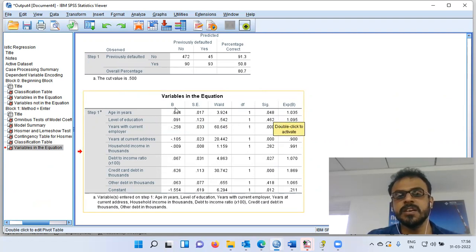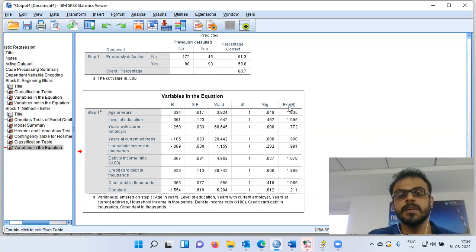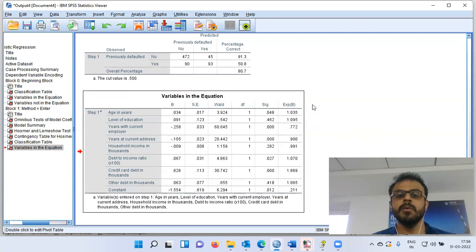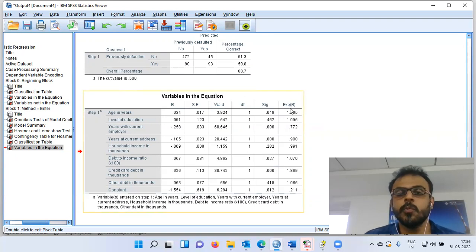Now, as I mentioned earlier, it is not very easy or straightforward to interpret the beta coefficients in the case of a logistic regression model. And therefore, we look at what is called the exponential of beta, or what is called the odds. Now, how do we obtain exponential of beta? Just by passing this number 0.034 within the exponential function, we will be able to get the exponential of beta.